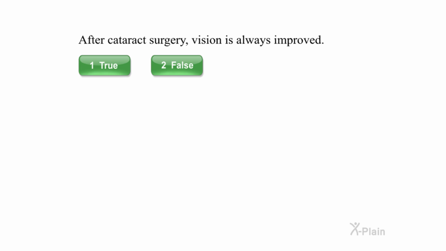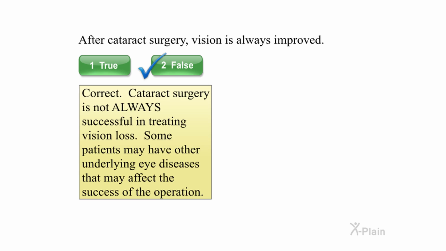After cataract surgery, vision is always improved. Select true or false. Correct. Cataract surgery is not always successful in treating vision loss. Some patients may have other underlying eye diseases that may affect the success of the operation.